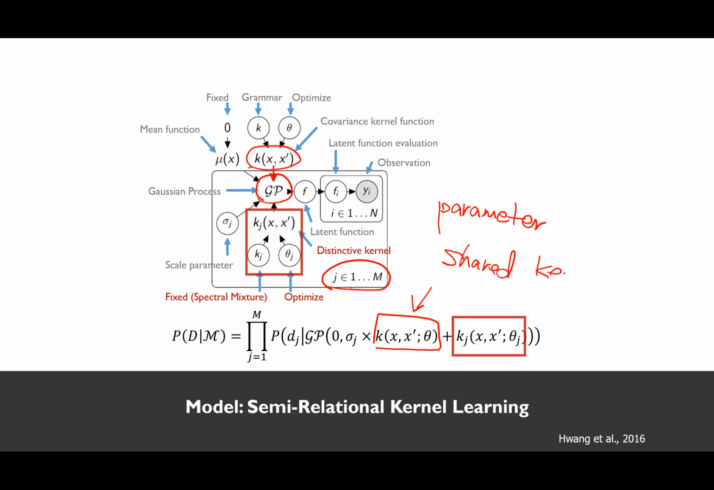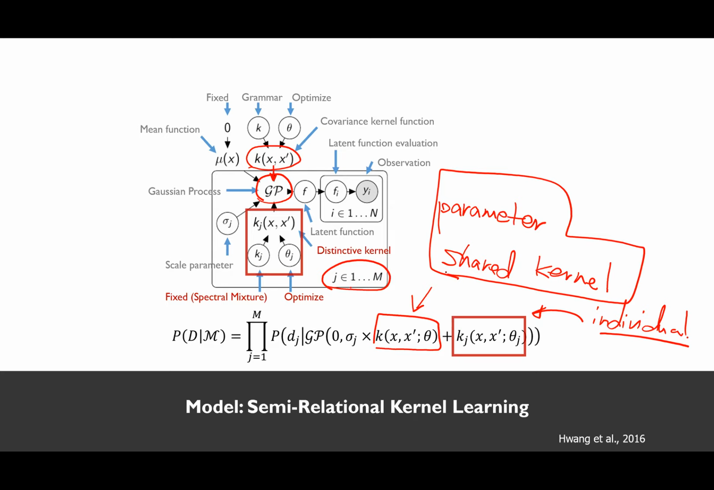And this is the individual kernel. So there is a parameter-sharing kernel and an individual kernel. These are individual kernels, and this is the shared kernel. We combine these two. The individual kernel is non-explainable because we use spectral mixture, and the shared kernel is explainable and explains all the time series. So you can see the headline of this paper is generated by the shared kernel.